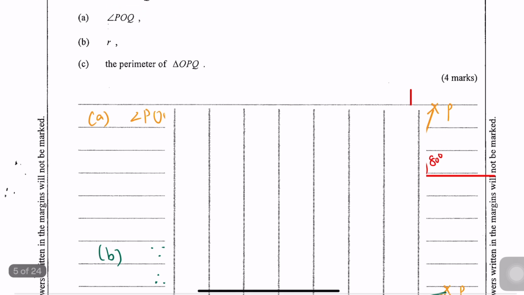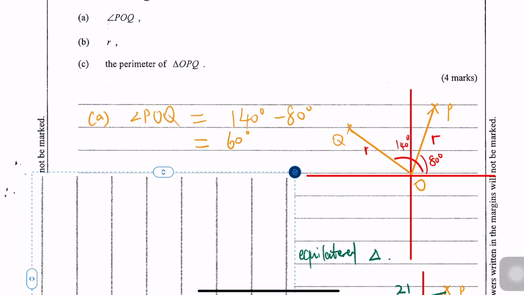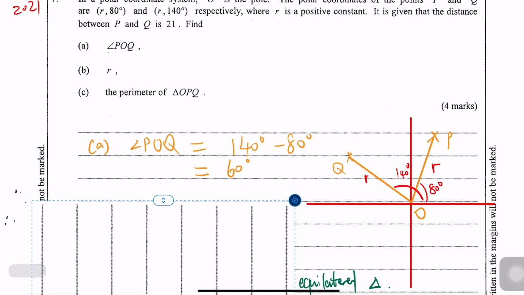So we try to draw the graph out. Points P and Q, the degrees, and the length. The length now is R. And you know between points P and Q, it should be 21 here, okay? So first is finding the angle POQ. So you just use 140 minus 80, so it's 60 degrees. So you know that if it's 60 degrees and this is an isosceles triangle, the base angles equal each other, so it should be an equilateral triangle, okay?